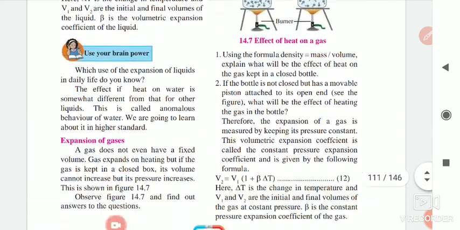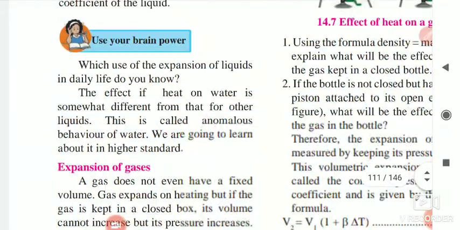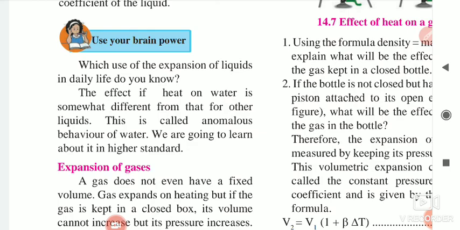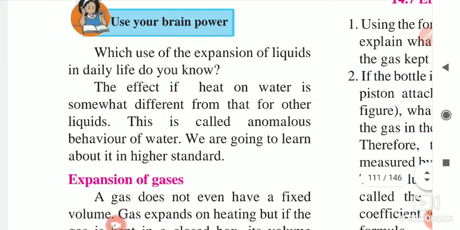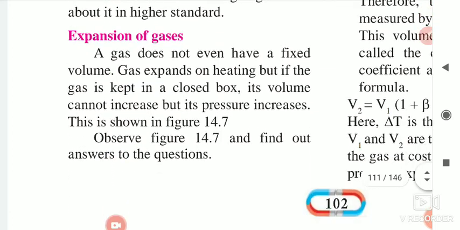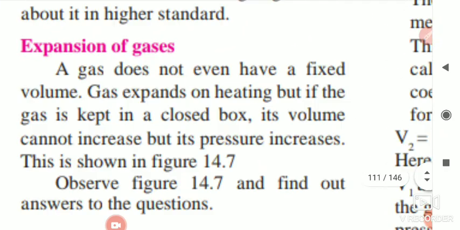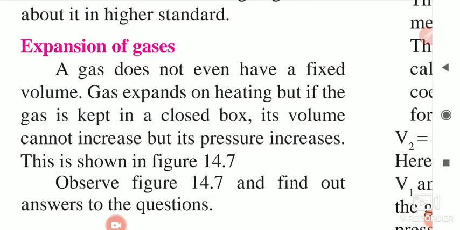Okay, now the next point: what is the use of the expansion of liquids in daily life? Do you know what the use of expansion is? The effect of heat on water is somewhat different from other liquids, and this is called the anomalous behavior of water. We are going to learn about it in a higher standard. It is there in the 10th standard. Due to this expansion, the anomalous behavior of water is seen.